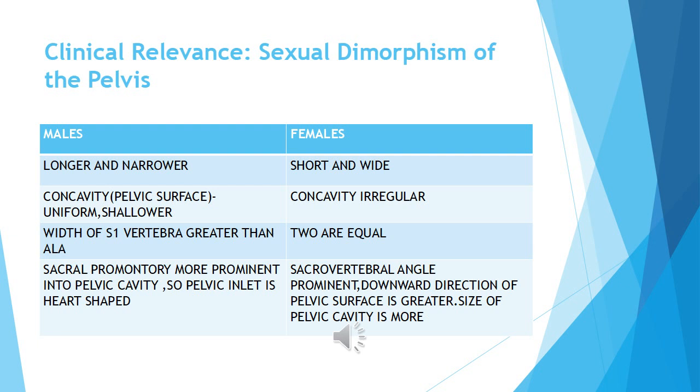Then the other one is regarding the sacrovertebral angle. That angle is more prominent in the case of female, and the downward direction of the pelvis is also greater in female. So the size of the pelvic cavity is more in female. And one more point regarding the sacral promontory, it is more prominent in the case of male. So the pelvic cavity or the pelvic inlet of the male is heart shaped.